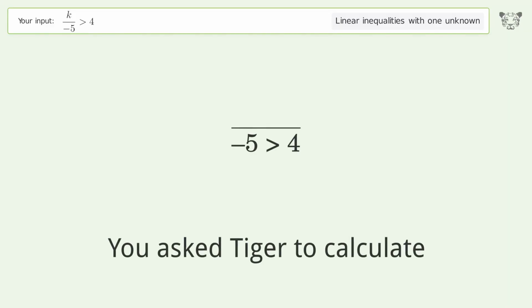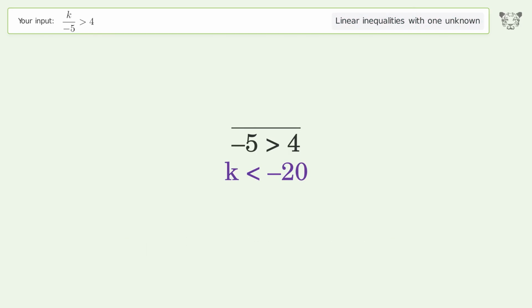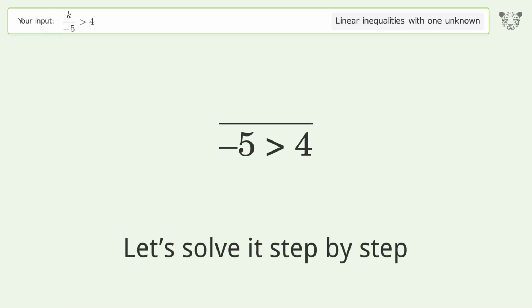You ask Tiger to calculate. This deals with linear inequalities with one unknown. The final result is k smaller than -20. Let's solve it step by step.